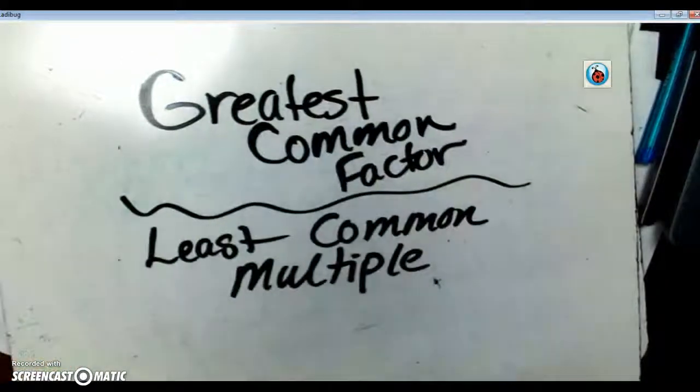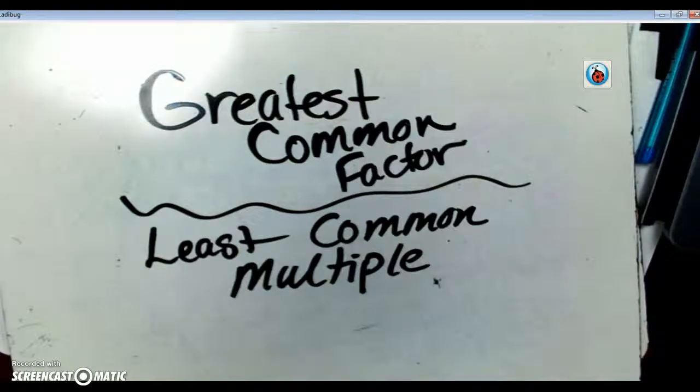All right, I wrote 2 phrases on the board. Explain to your partner what you know. Greatest common factor, least common multiple. Explain what you think the difference is.